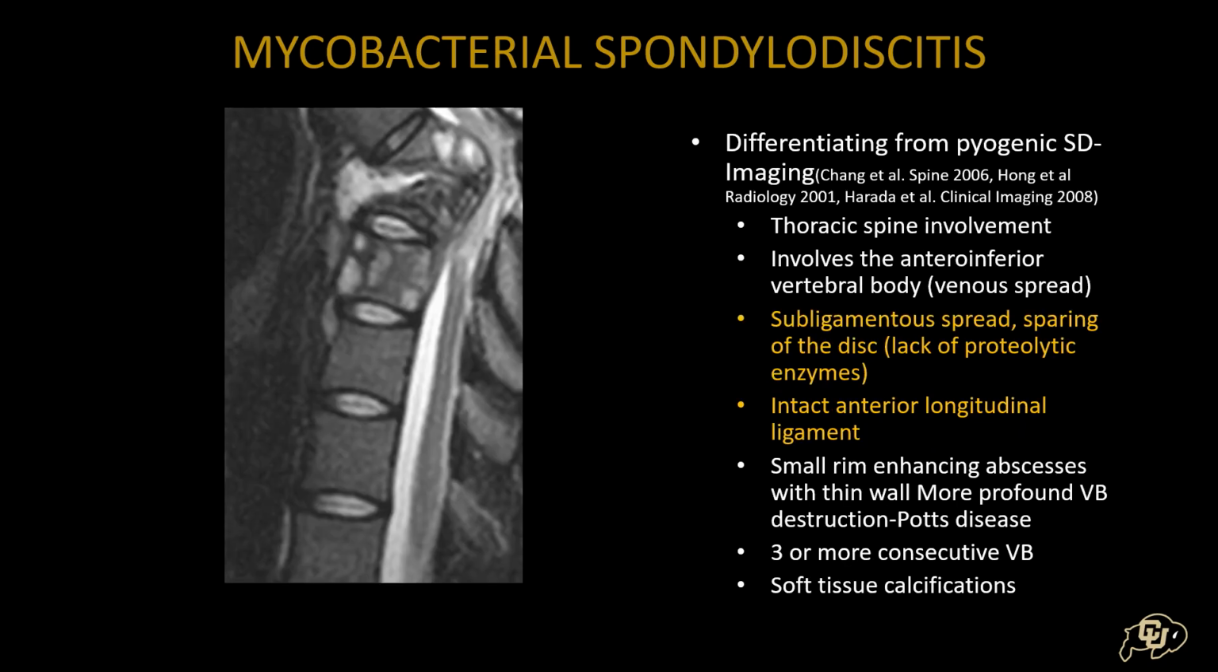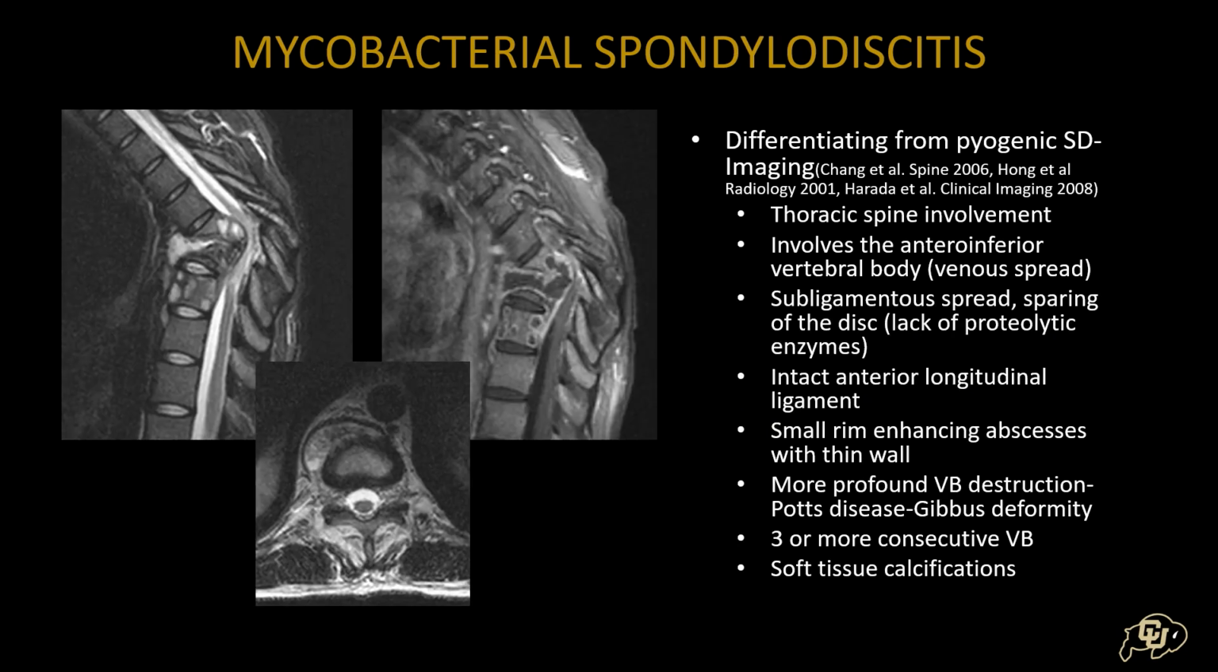So let's take this case, a really gross-looking Pott's deformity. You can see involvement here, but look at that tracking of infection down to the adjacent level. Here's another case. You can actually see that high T2 signal tracking underneath that ligament to the adjacent level, sparing those intervening intervertebral discs.